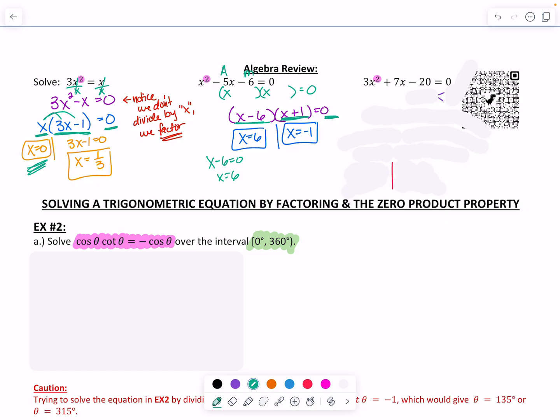So again, I have two solutions. Remember, I knew that from the beginning because of my highest degree. I have x equals 6 that would work, and I have x equals -1 that would work. Okay, again, factoring, like reverse FOILing, right? Basic factoring.